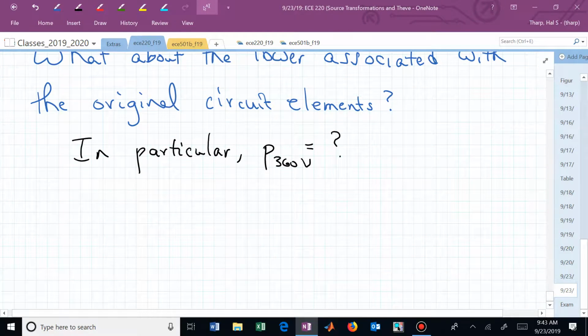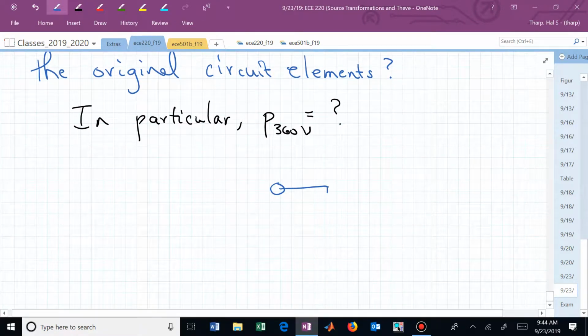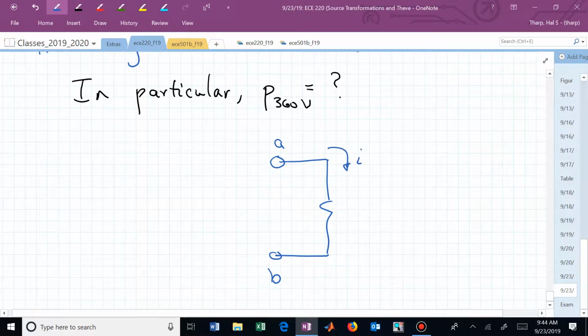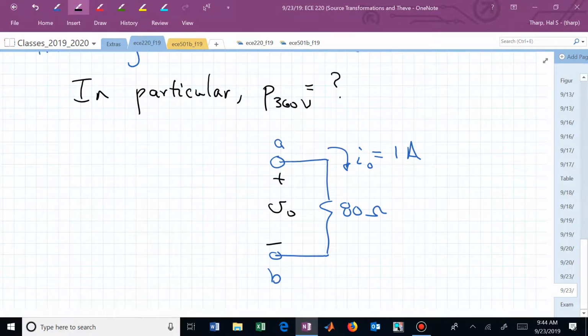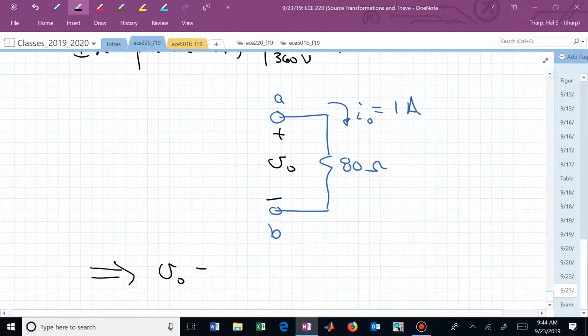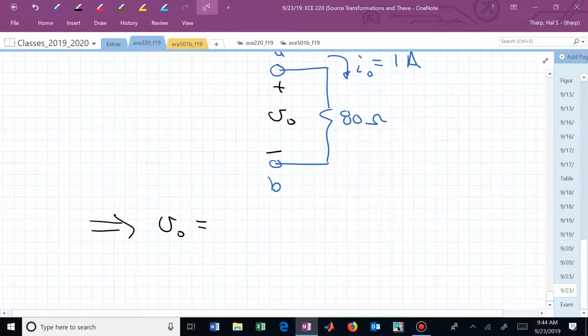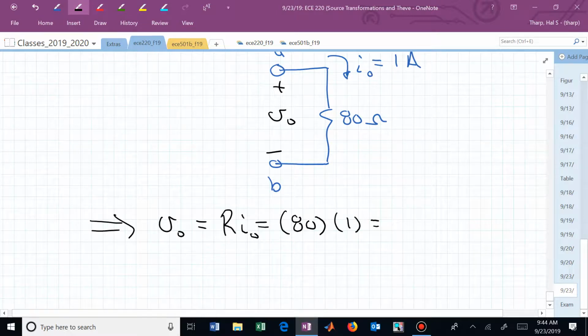Well, now let's go back and start building from what we know. We know at terminals A and B, we found I sub 0 is equal to 1 amp, and we knew that this was 80 ohms. Can you tell me anything about this voltage? Let me call it V sub 0. Isn't that Ohm's law? That's R times I, where R is 80 and I is I sub 0, 1. So that's 80 volts. We know now the voltage dropped across terminals A, B in our circuit is 80 volts.